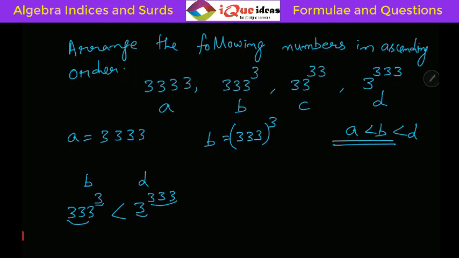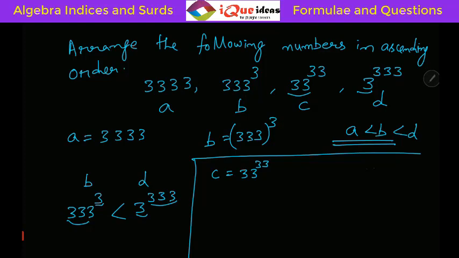Now let's compare C and D. C is simply 33 raised to the power 33. When we have to compare two numbers, either you make sure that the bases are the same or you make sure that the powers are the same. Here the bases are 33 and 3, so we may not be able to make the bases the same. Let's try to make the power the same. How do we do that?